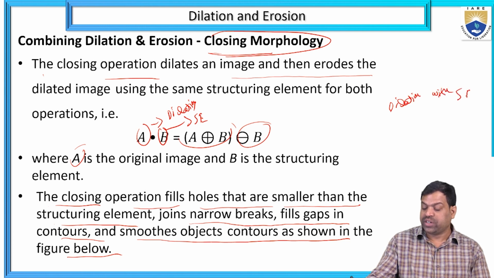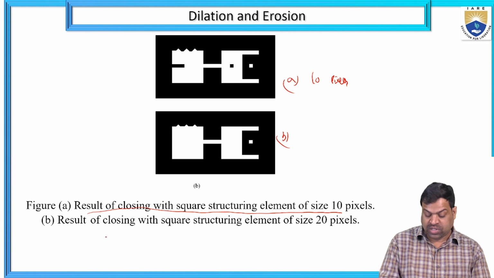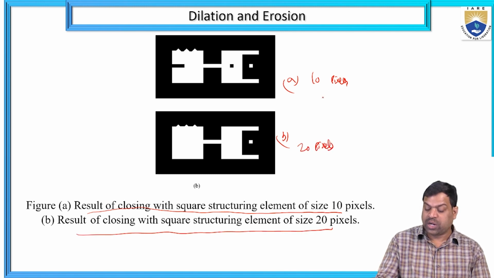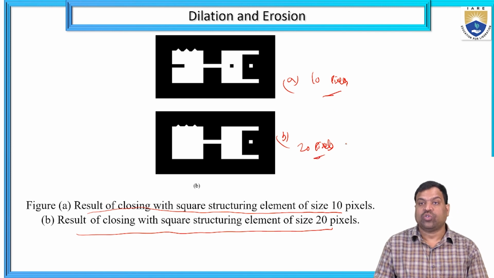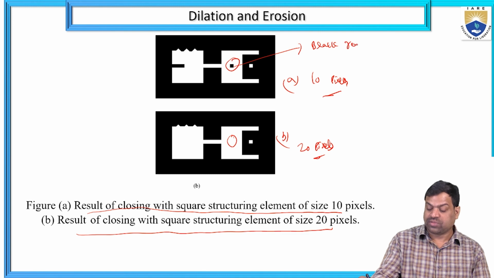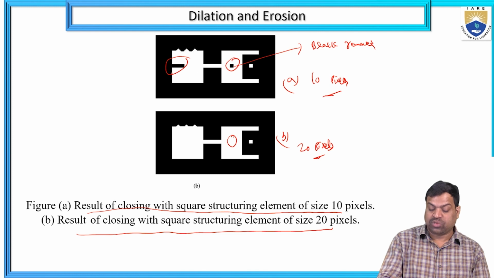With the structuring element, what has happened here is that there is figure A and figure B. The result of closing with a square structuring element of 10 pixels, and the result of closing with a square of 20 pixels. Here I am taking 10 pixels, here I am taking 20 pixels. Here the black is there, here there is no black. Okay, what this means is that the black is removed.